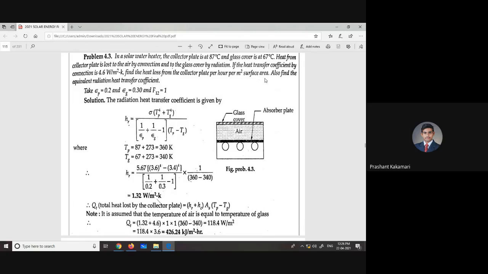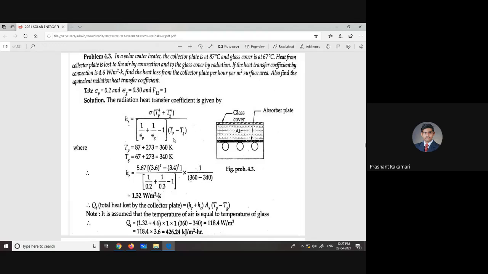So what is our requirement? We need to find out heat loss from the collector, okay, by radiation as well as convection, because in the problem itself they have mentioned between plate to cover it is convection, from cover to the outside air it is radiation. So both the processes are taking place. Also find the equivalent radiation heat transfer coefficient. So radiation heat transfer coefficient they have not given in the problem, so that also we need to find out. So where is the radiation taking place? Radiation is taking place also between plate to cover or else cover to outside atmosphere.